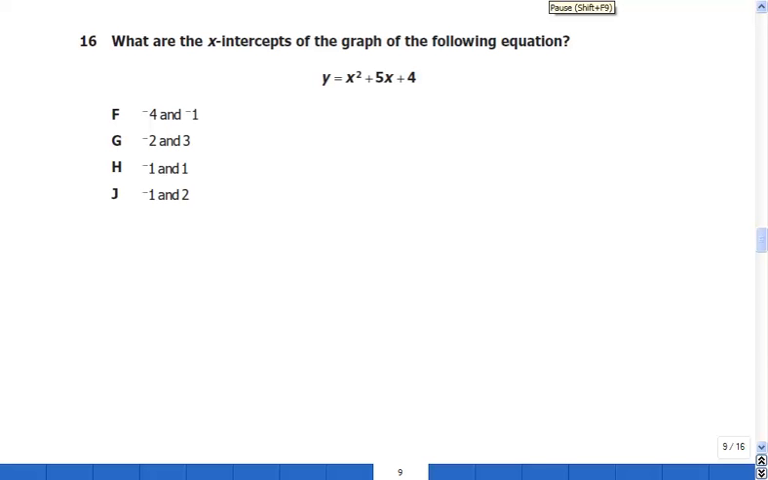Proficiency exam, we are ready for one more problem. What are the x-intercepts of the graph of the following equation? Y equals x squared plus 5x plus 4.